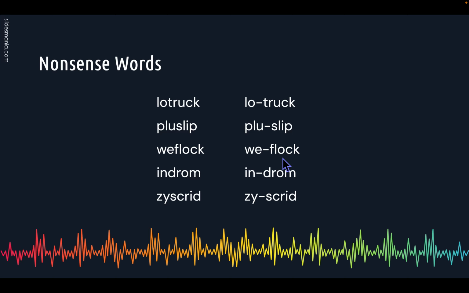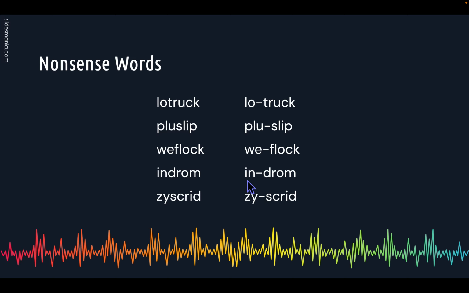F and L stay together. We're going to split before that blend because that blend does not make sense at the end of a syllable. We're going to use the long E sound, and we get we flock. Right here, we're going to divide after one consonant before a blend and split here.